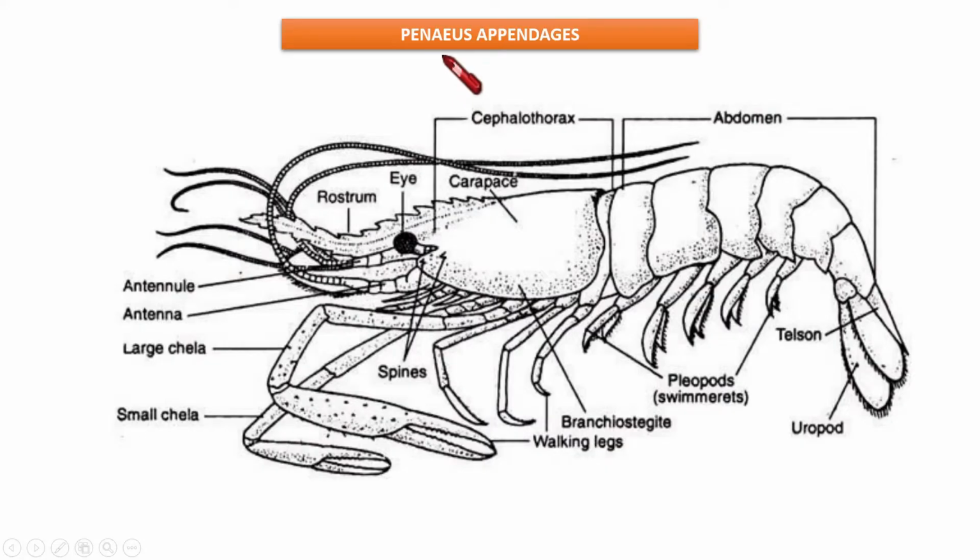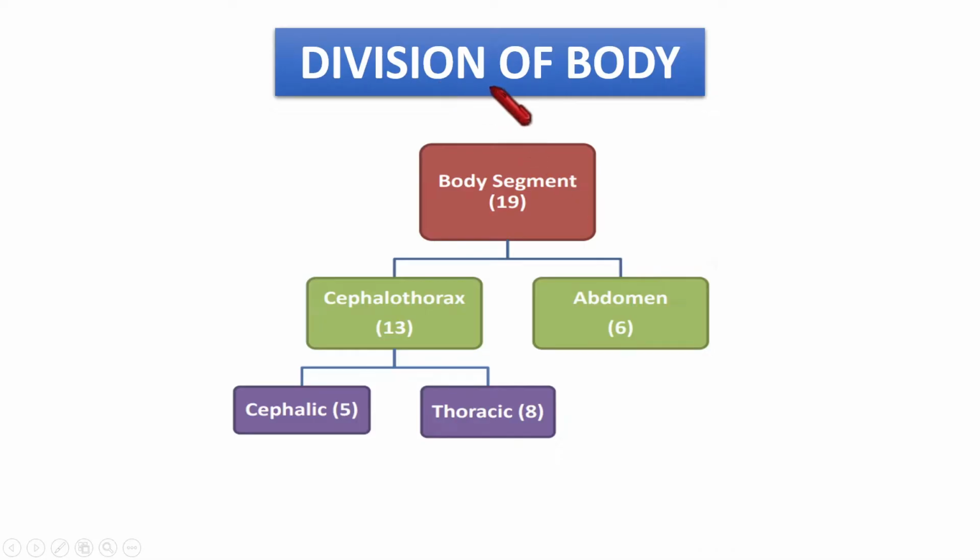Good morning, dear students. Today we are going to do another practical, that is Phineas appendages. Phineas means marine prawn. Its image is shown here. Let's see in what way we can divide its body.